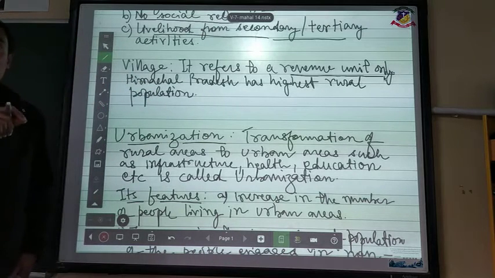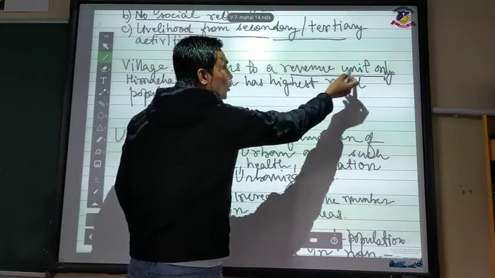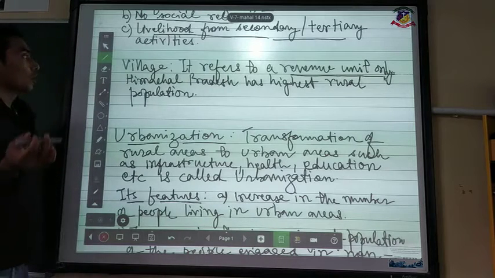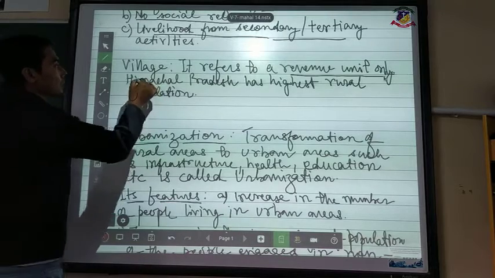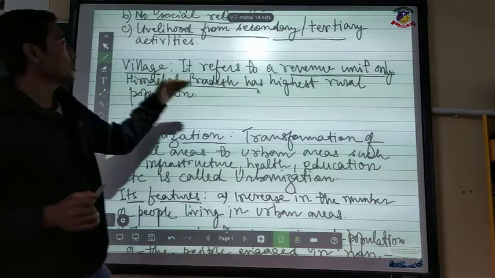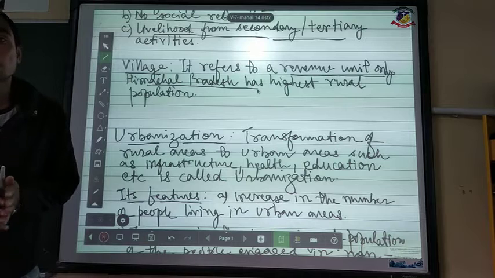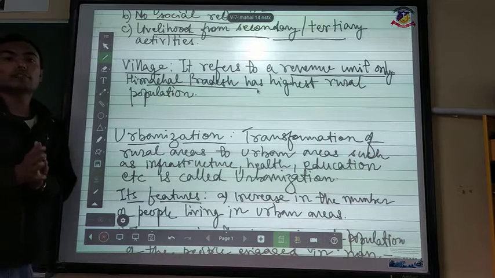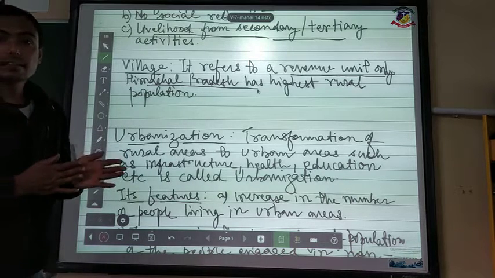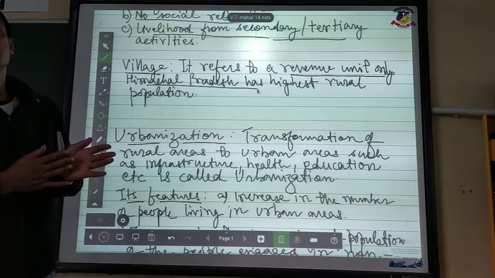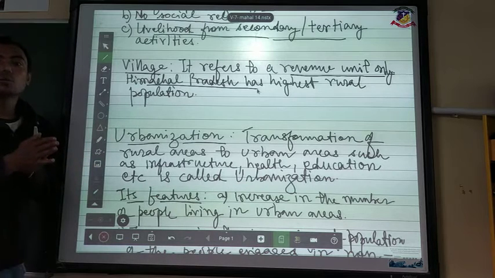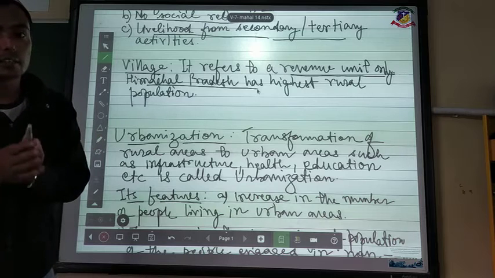But in terms of geography, it refers just to a revenue unit, from where the government can earn tax so that they can run the country. Now, in terms of India, Himachal Pradesh has the highest rural population. Why? Because of the relief feature. First of all, the relief feature is uneven and rugged, and the climatic conditions are very poor. That results in less development of Himachal Pradesh, resulting in the state having the highest rural population in India.